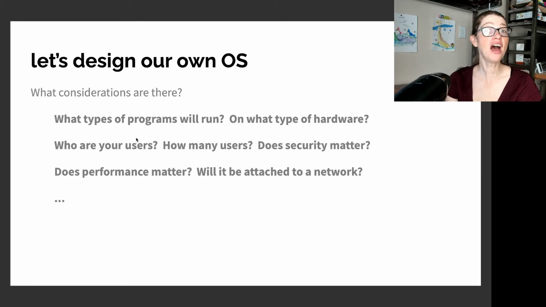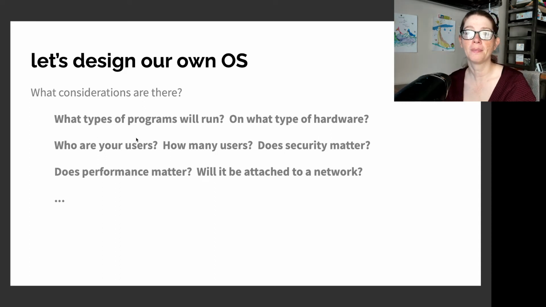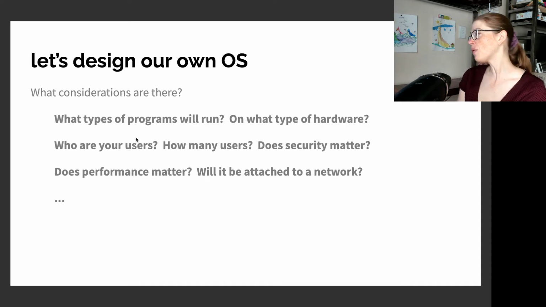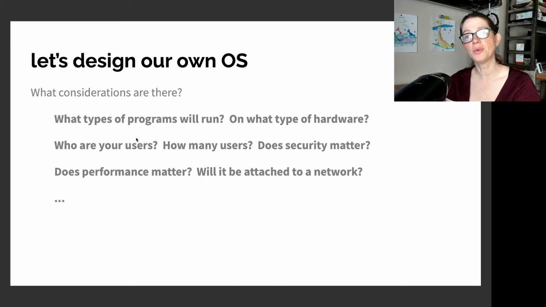So, suppose we wanted to design our very own operating system. How would we do that? There are lots of things that you need to consider before you can actually design your own operating system. One of the things you need to consider is on what kind of hardware your operating system is going to run. Is it going to run on the computer hardware that's sitting in front of you right now? Is it going to run on an iPhone or an Android-based cell phone? Is it going to run on a smartwatch?